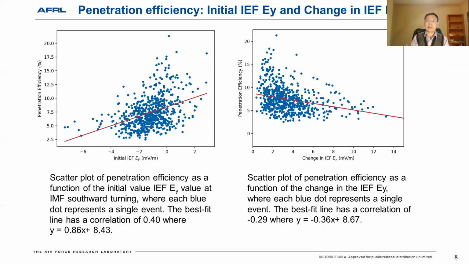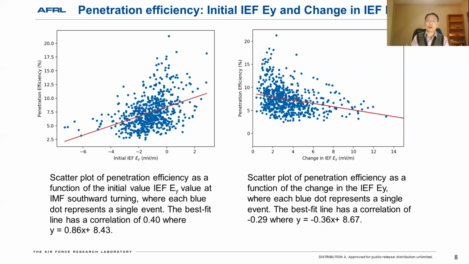In this slide, the left figure shows the penetration efficiency as a function of the initial value of the IEF Ey when the IMF starts to turn southward. The penetration efficiency becomes higher when the initial IEF Ey approaches zero. That is, when the IMF changes from nearly zero to southward.